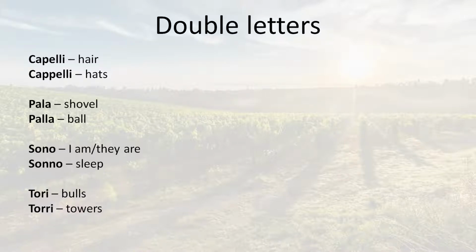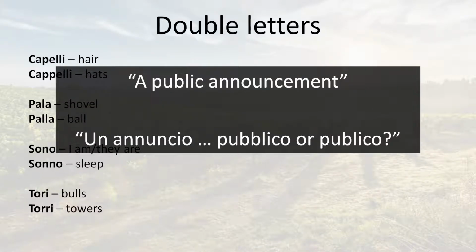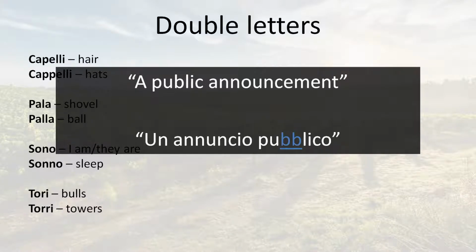For me, it's hard to hear the difference, and I can forget when there are double letters and when not. For example, imagine I want to say a public announcement, and I think un annuncio pubblico with two B's or one B, because it only has one B in English. And I can't really hear the difference, but it has two B's.